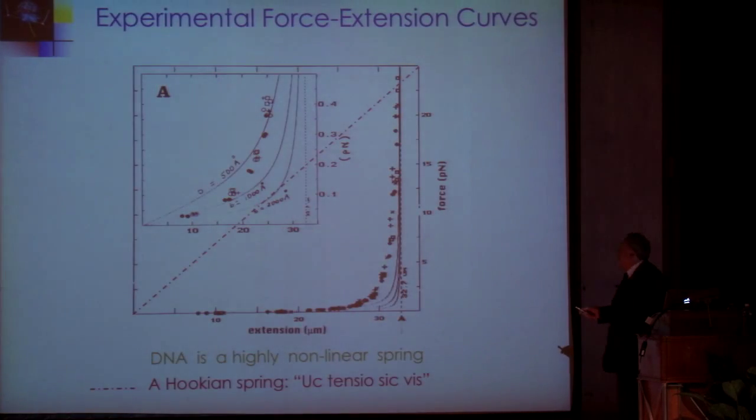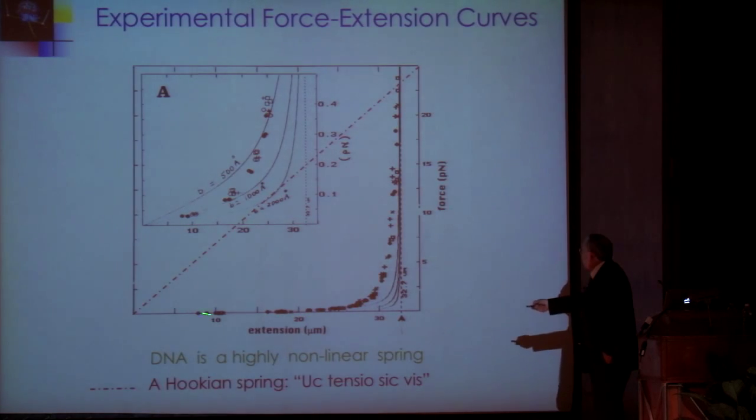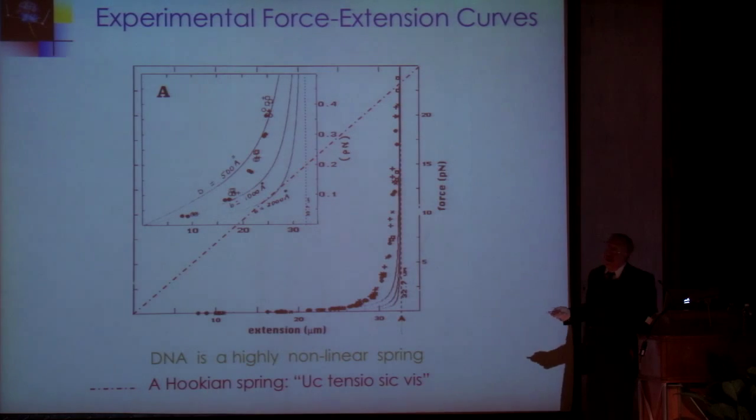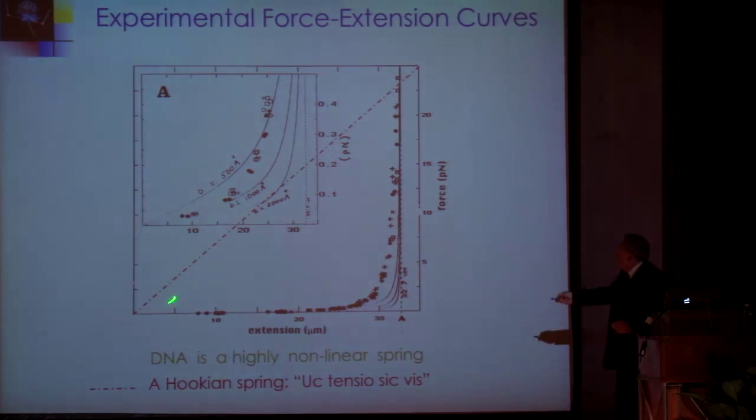And here is the data. We plot this force on the y-axis against extension, and you see 4 molecules being extended. They all look very similar, luckily, and you see that DNA is a highly nonlinear spring. Namely, the molecule doesn't follow a linear relationship between force and extension.